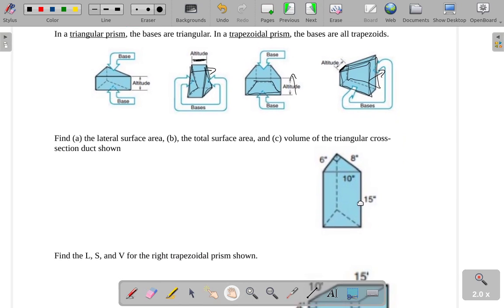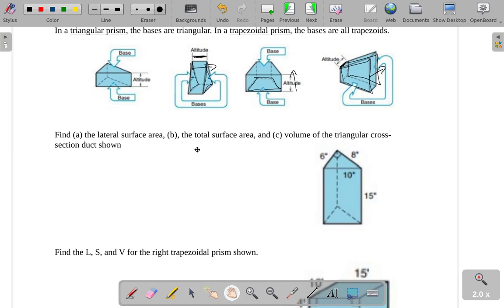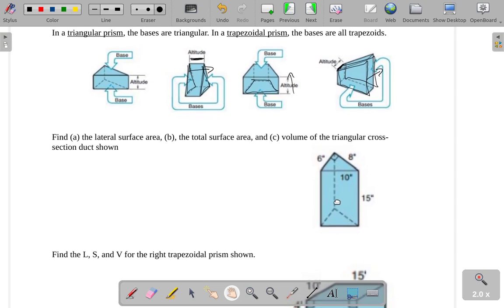All right, so if we wanted to find the lateral surface area, the total surface area, and the volume of this triangular cross-section duct shown. So this looks like a triangular prism. It doesn't really matter that it's called that, but I do care that this is going to be a base, and this is going to be a base. And I am going to need, let me grab those formulas here.